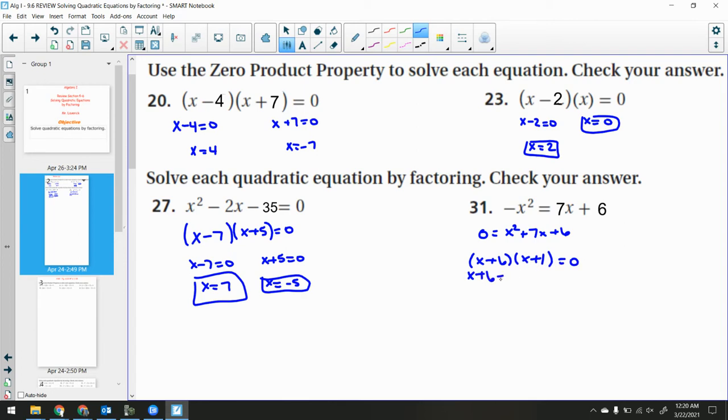We say x plus 6 is equal to 0 and x plus 1 is equal to 0. We subtract the 6, so we get x is equal to negative 6. We subtract the 1, we get x is equal to negative 1. So those are my two solutions.